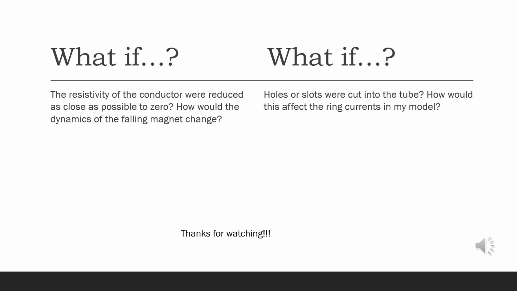Well, it's hard to say without actually doing the experiment. But what will likely happen is that this will disrupt the normal flow of current in the tube, thereby reducing the extent to which the aluminum tube is able to apply a braking force to the falling magnet. This will be due to a reduced amount of current being able to flow through the rings of the tube.